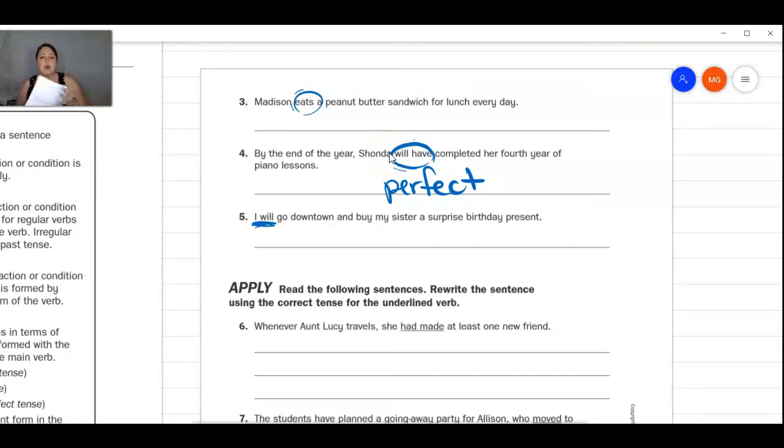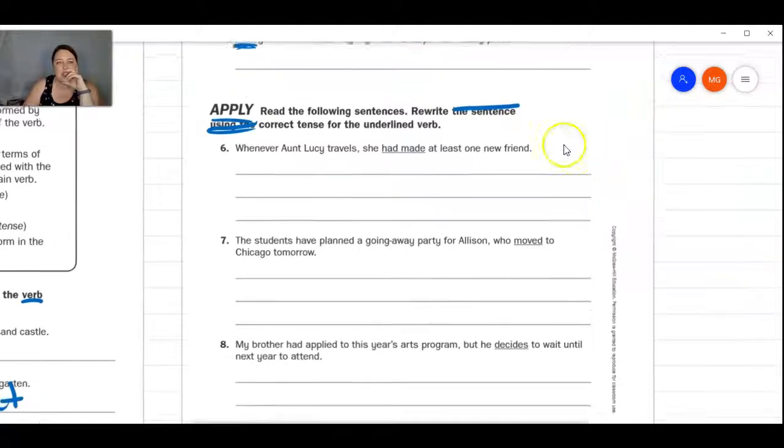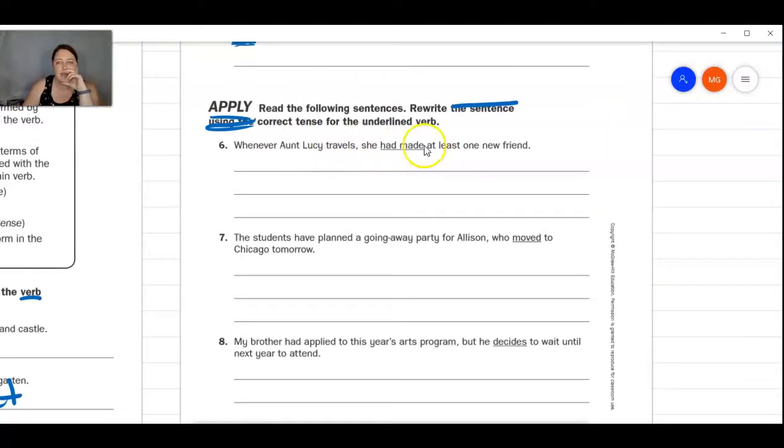For the apply section, I crossed some stuff out because that's how I roll. It should just read, rewrite the correct tense. That's all I want you to do. You don't need to rewrite the entire sentence. I know you guys can write. Just rewrite using the correct tense. Whenever Aunt Lucy travels, she had made at least one new friend. Whenever she travels, she's not currently traveling. So they want us to have it perfect.